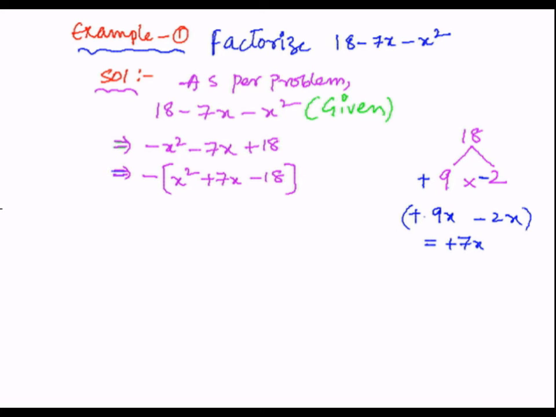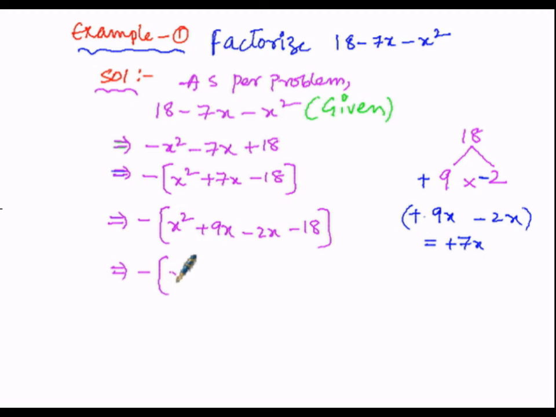Then now the next logical step will be: minus x square is written as it is. Instead of plus 7x, I am going to write it as plus 9x and minus 2x, and this minus 18 is written as it is. Plus 9x and minus 2x is nothing but plus 7x. So instead of plus 7x, I wrote it as plus 9x and minus 2x. Then the minus sign as it is.